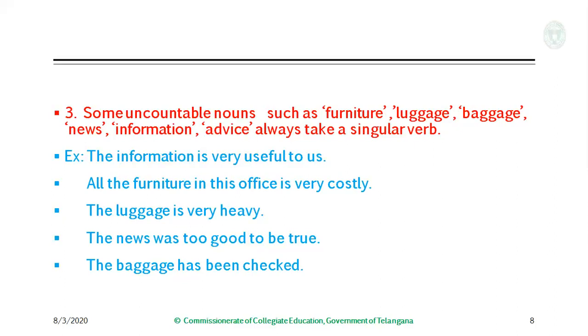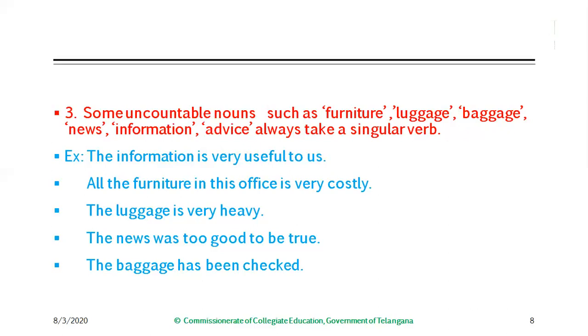So all these nouns are singulars. Furniture is, luggage is, baggage is, news is, information is, advice is, like that. The information is very useful to us. And the furniture is very costly. All the furniture in the office is very costly, not are very costly.